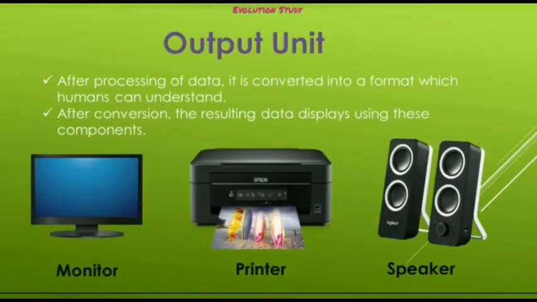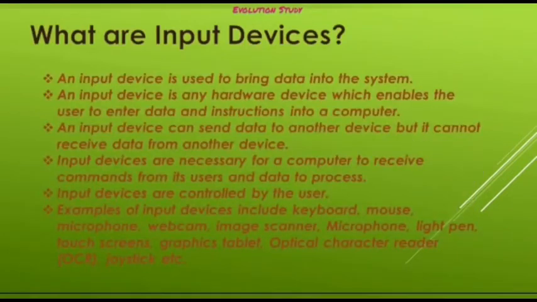Now what is output unit? After processing of data, it is converted into a format which the humans can understand. After the conversion, the resulting data displays using these components: monitor, printer. Now what are input devices? An input device is used to bring the data into the system. An input device is any hardware device which enables the user to enter the data and instructions into a computer.